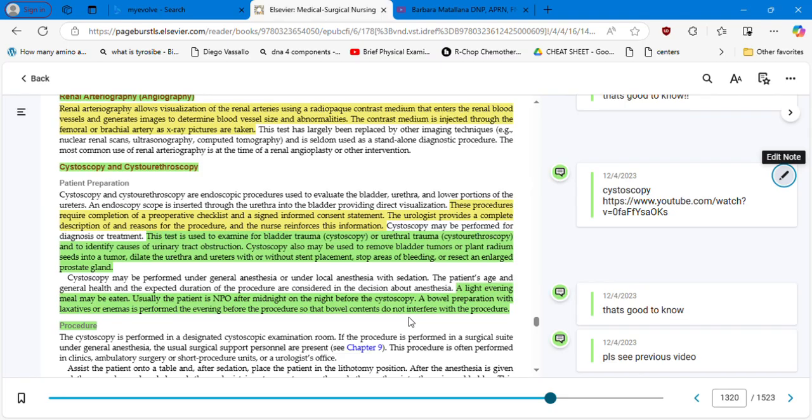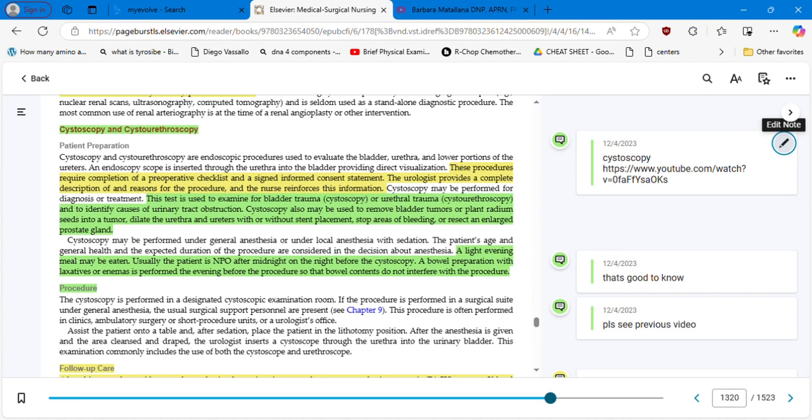Cystoscopy also may be used to remove bladder tumors or implant radium seeds into a tumor, dilate the urethra and ureters with or without stent placement. So it's a procedure that is very important, and you need to master the pre and post nursing education. Stop areas of bleeding or resect an enlarged prostate gland.